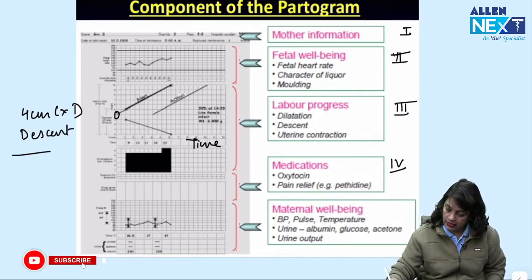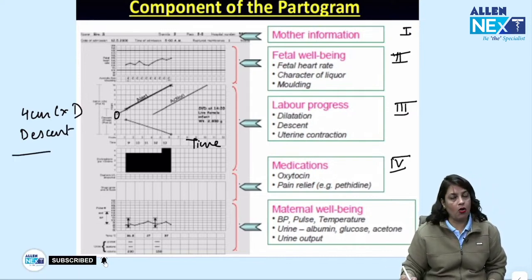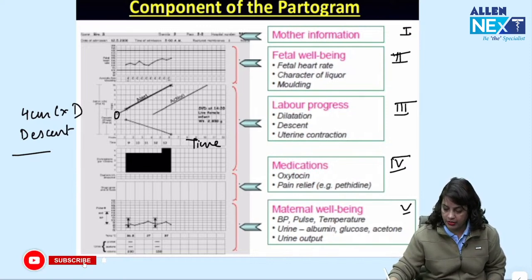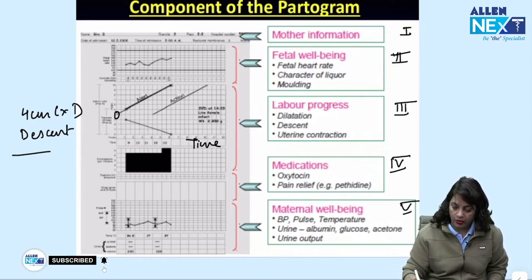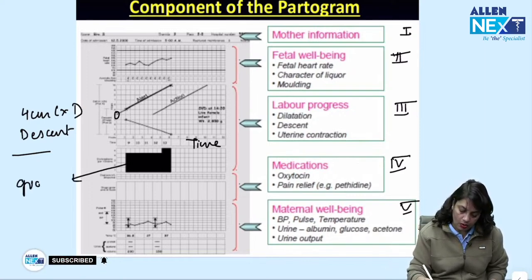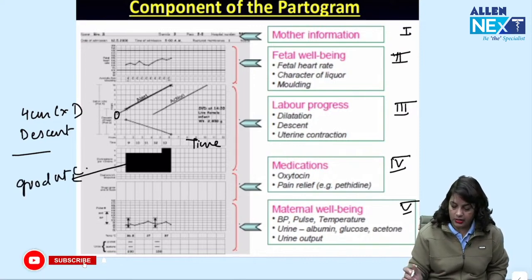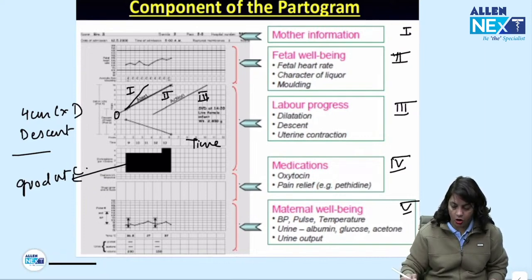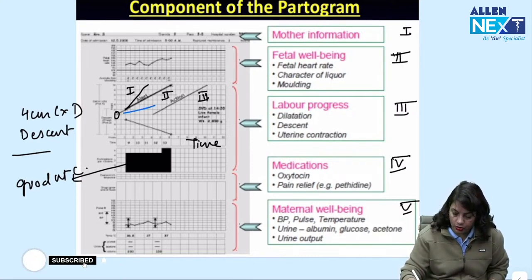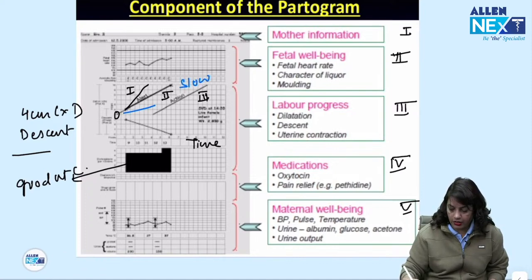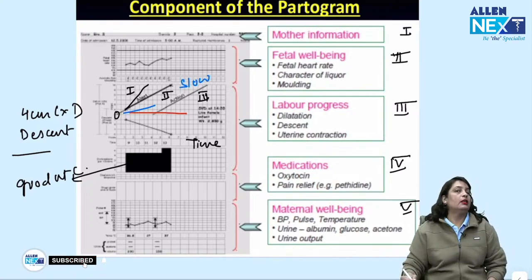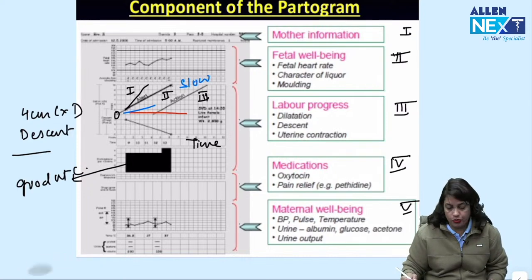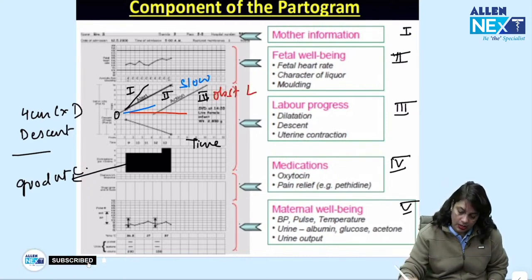Then number 4 is medication, that is any oxytocin or pain relief you have given. Number 5 is fetal well-being, and in the labor progress there is uterine contraction. This dark mark is showing good uterine contractions. So, this is a normal delivery. There are 3 zones, zone 1, zone 2 and zone 3. If the graph is going in zone 1, that is a normal progress. If it is going in zone 2, that is a slow progress. And if it is crossing the action line, then that is an obstructed labor. You have to do a cesarean section immediately.